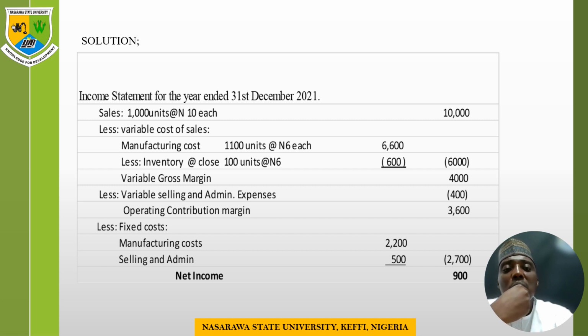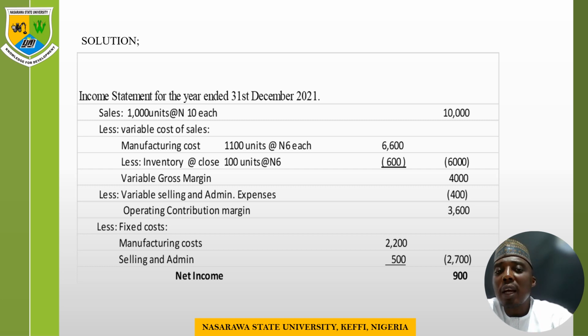The item you need to bring first in your income statement is the sales. The company is expected to make sales of 1,000 units at 10 naira each. So the expected total value of sales is going to be about 10,000, as reported here. Then the next item to look at is you deduct the variable cost of sales.